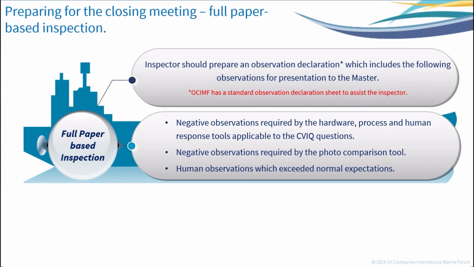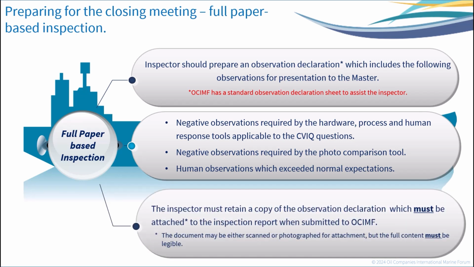Where a full paper-based inspection has been carried out, the inspector should prepare an observation declaration sheet which includes any additional negative observations required by the photo comparison tool, or positive human observations. The inspector must retain a copy of the observation declaration sheet, which must be attached to the inspection report when this is submitted. OCIMF has a standard observation declaration sheet to assist the inspector. This declaration may be either scanned or photographed for attachment, but the full content must be legible.